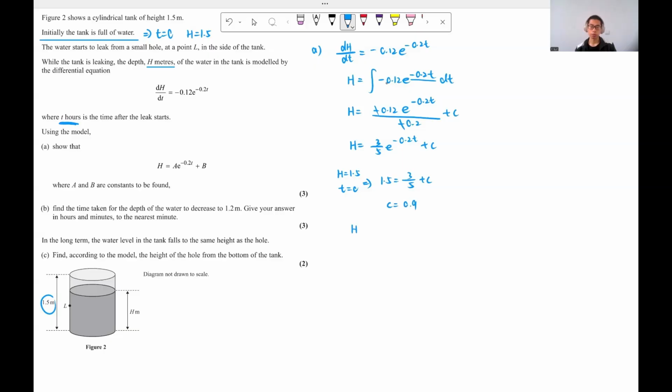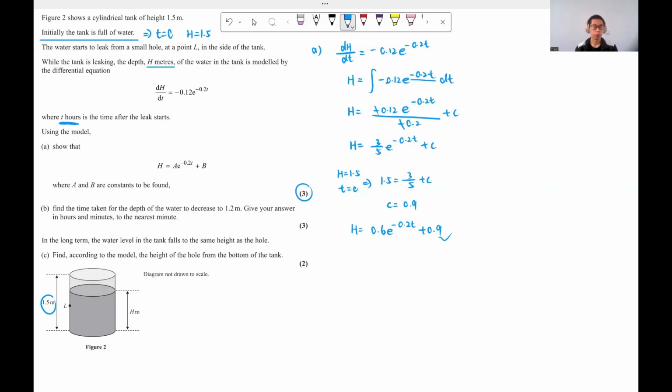So then h equals 3 over 5, which is 0.6. Let me just change it all into decimals. So 0.6 e to the power negative 0.2t, and then plus c, which is 0.9. Then that'll be the final answer for part A. It's only 3 marks. Okay, part B.